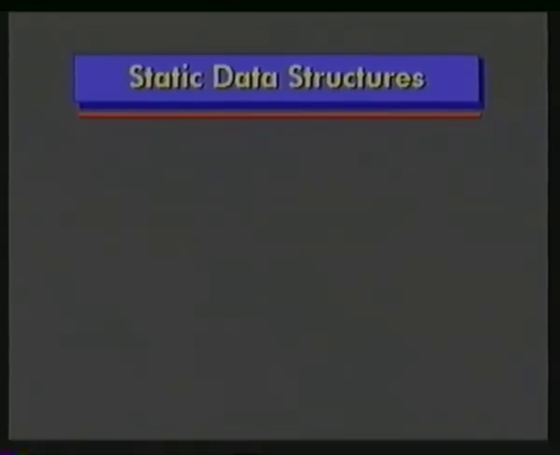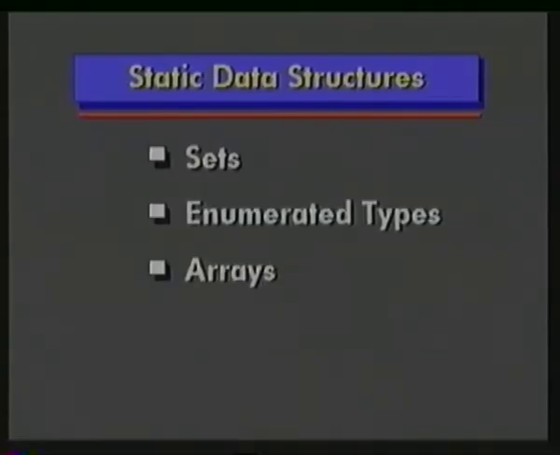There are many types of static data structures: sets and enumerated types, arrays, and records. By the end of this lesson, you'll be familiar with all of these. And even though we've already introduced strings as a basic data type, we'll talk about them a little more in this lesson. So, without further ado, let's talk about the set type.